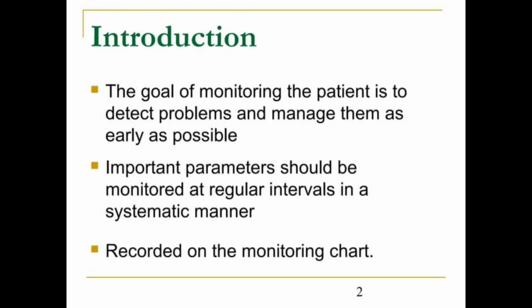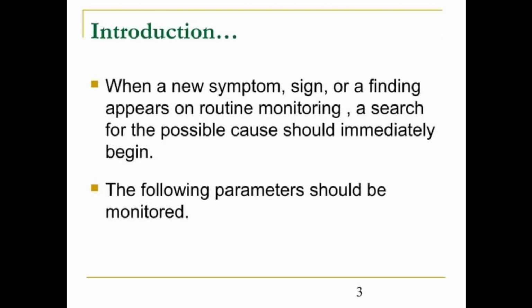To introduce this topic, the primary overarching goal of monitoring any critically ill patient in an ICU is to detect physiological problems and manage them as early as humanly possible. To achieve this level of early detection, important biological and physical parameters must be monitored at regular, strictly defined intervals, that is, in a correct manner. Every single one of these parameters must be recorded on the patient monitoring chart, serving as a clean baseline for the automatic systems and clinical staff.